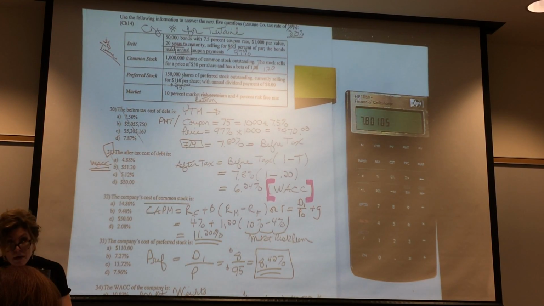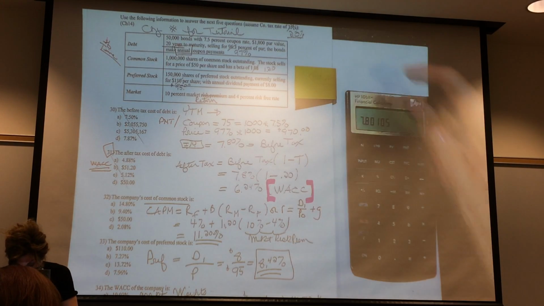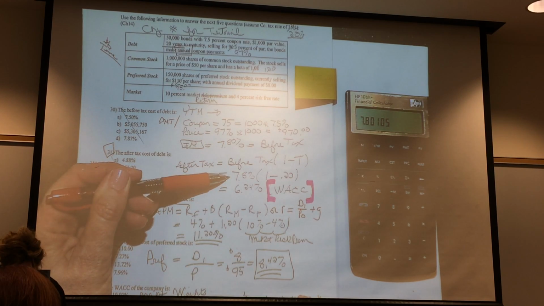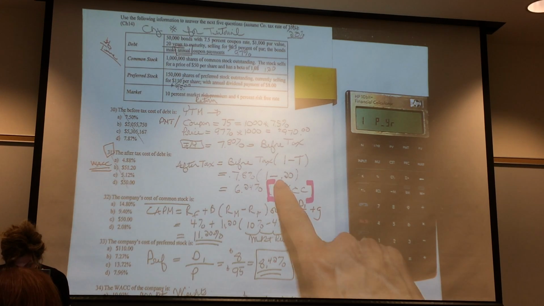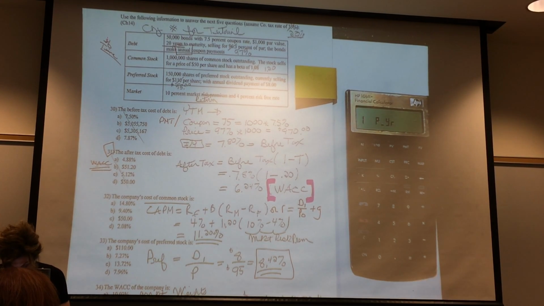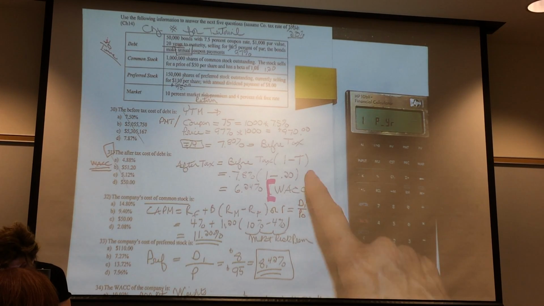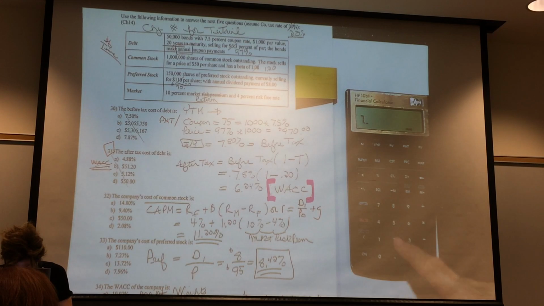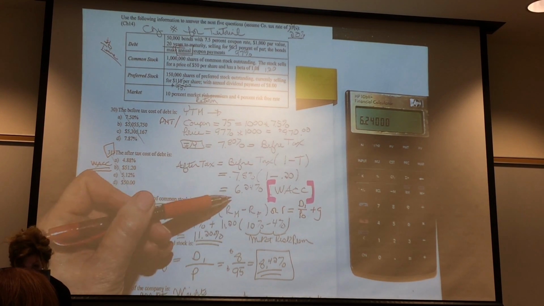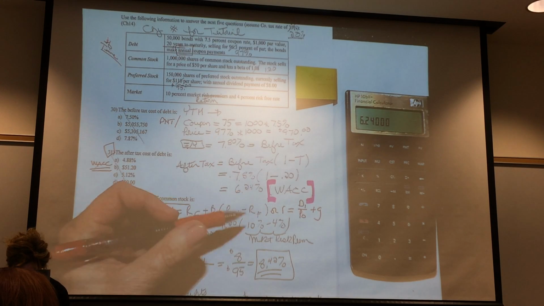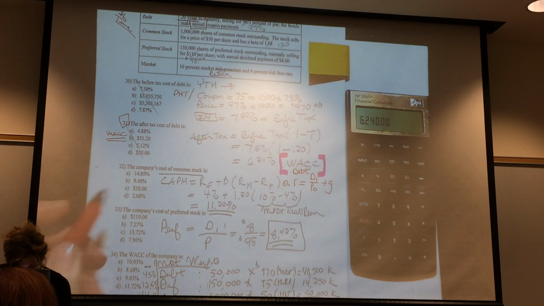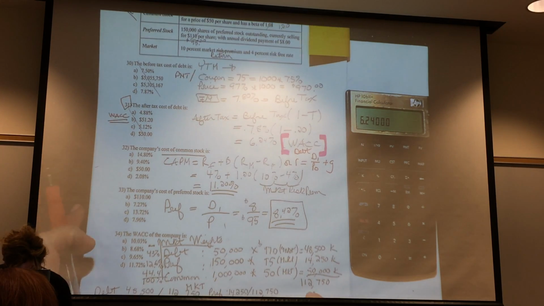So if I'm gonna figure out my true cost of debt, I have to multiply it by 1 minus my tax rate. So that's my 7.8% multiplied by 1 minus my tax rate, 0.80 times 7.8. So my weighted average cost of debt is 6.24%. That's what you're gonna use in your equation, not this.